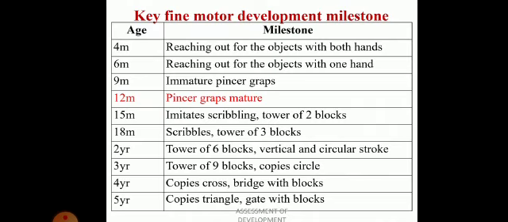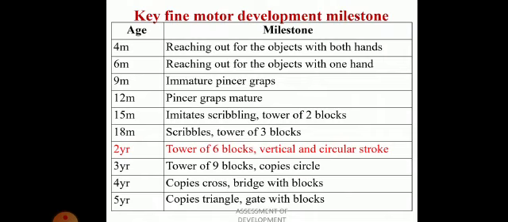At the age of 15 months, the child will be imitating scribbling, and the child will be also making tower of 2 blocks. This tower of 2 blocks will be converted into tower of 3 blocks at the age of 18 months. Again, this capacity will increase, so on and around at the 2 years of the age, the child will be able to make the tower of 6 blocks.